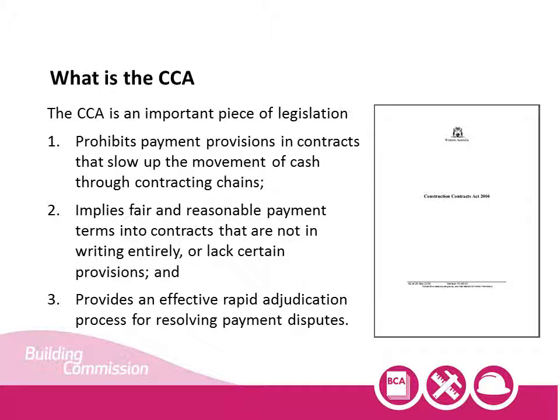The CCA is a very important piece of legislation for anyone in WA's building and construction industry. Broadly, it does 3 key things. Firstly, it prohibits payment provisions in construction contracts that slow up the movement of cash through contracting chains. Secondly, it implies fair and reasonable payment terms into contracts that are not entirely in writing or lack certain provisions. And finally, it provides an effective, rapid adjudication process for resolving payment disputes.